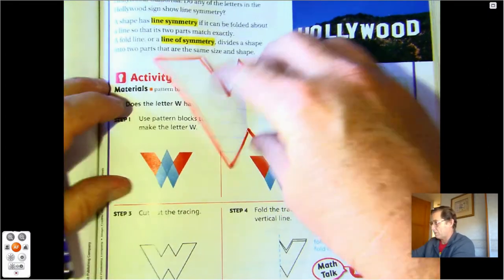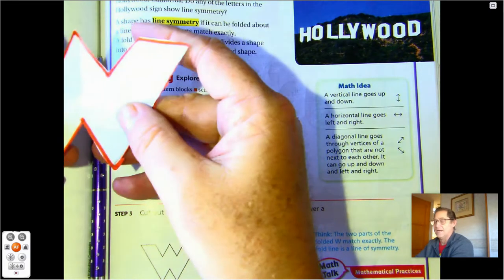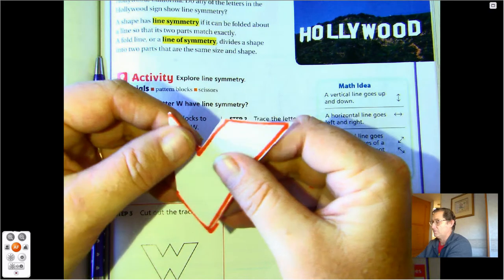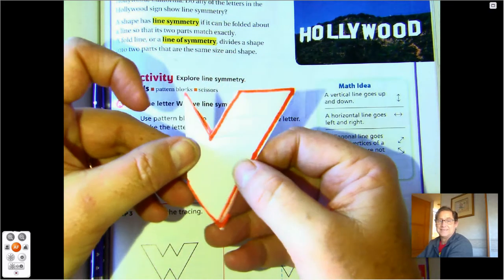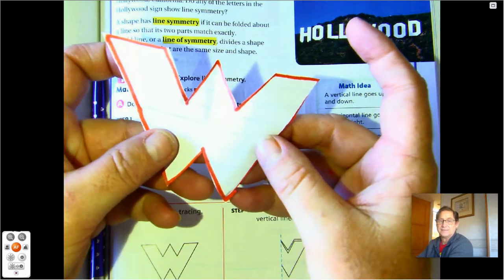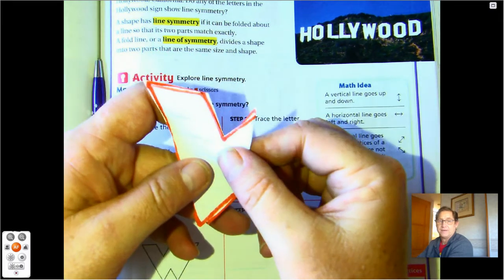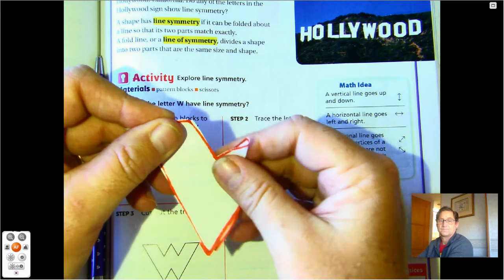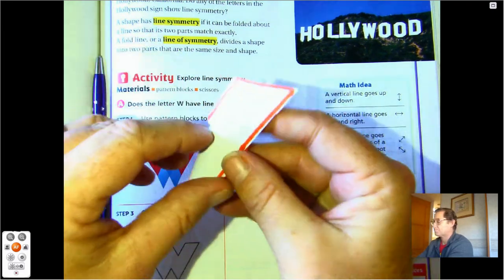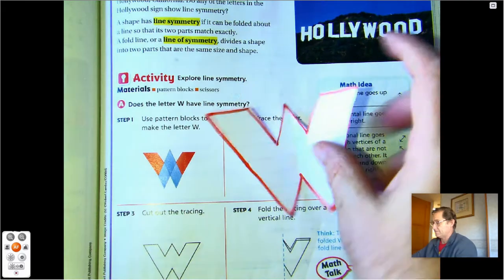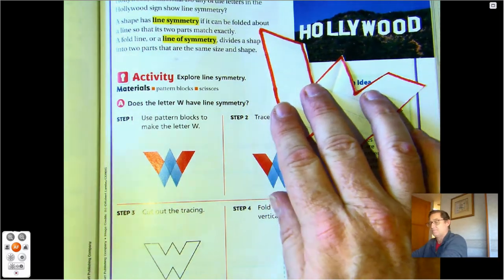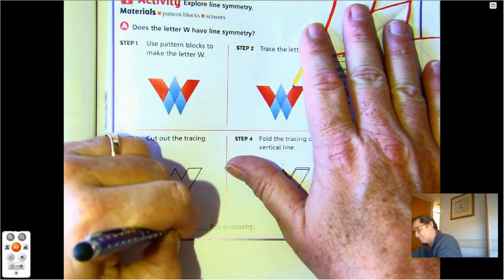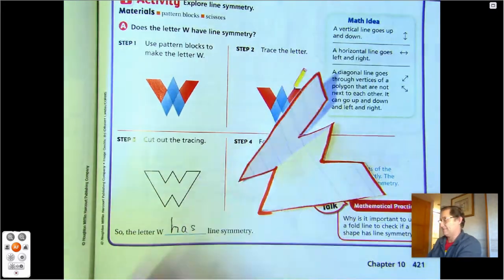And then step 4, fold it along a vertical line. Well, the vertical line in this case would be right down the middle. So when you fold it, it's exactly the same on both sides. Okay, it matches up. So the letter W has line symmetry. It has vertical line symmetry.